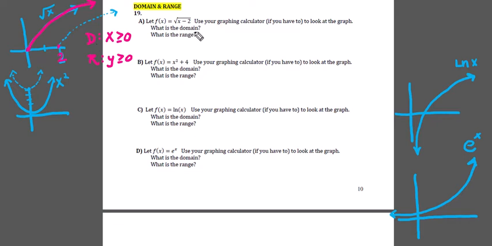So what we've done for this problem is, since we've moved the function over to the right 2, the domain is x is greater than or equal to 2. But since we haven't moved the function up or down, the range is just y is greater than or equal to 0. Like, that hasn't changed it at all.